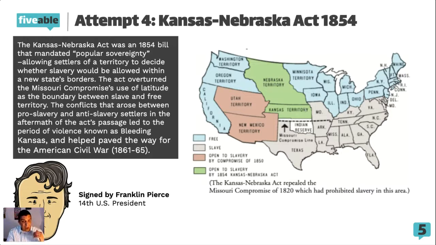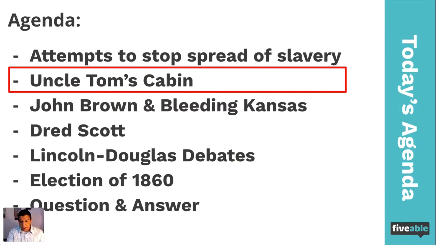And this is a preview of what's to come in the Civil War. They call this Bleeding Kansas. The conflicts that arose really led the way to the Civil War. Sorry, guys, that was attempt number 3. I spoke about 3 attempts.